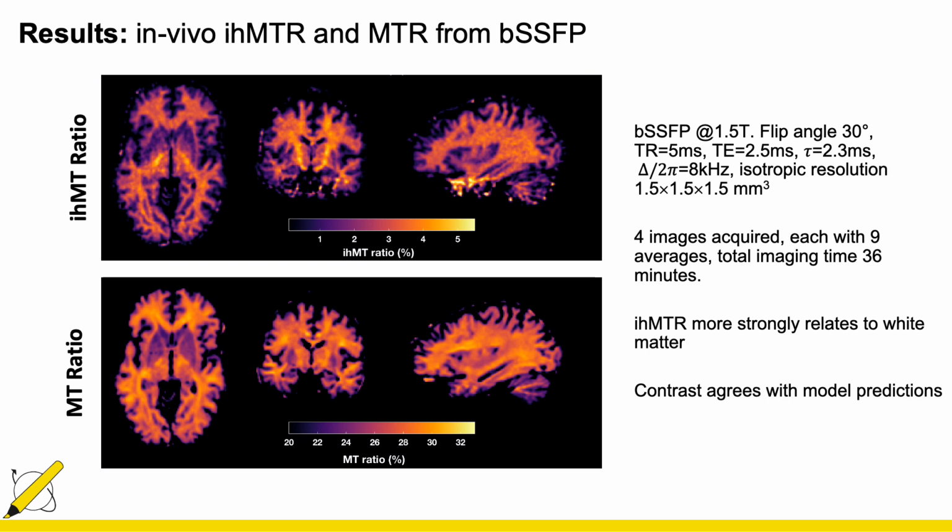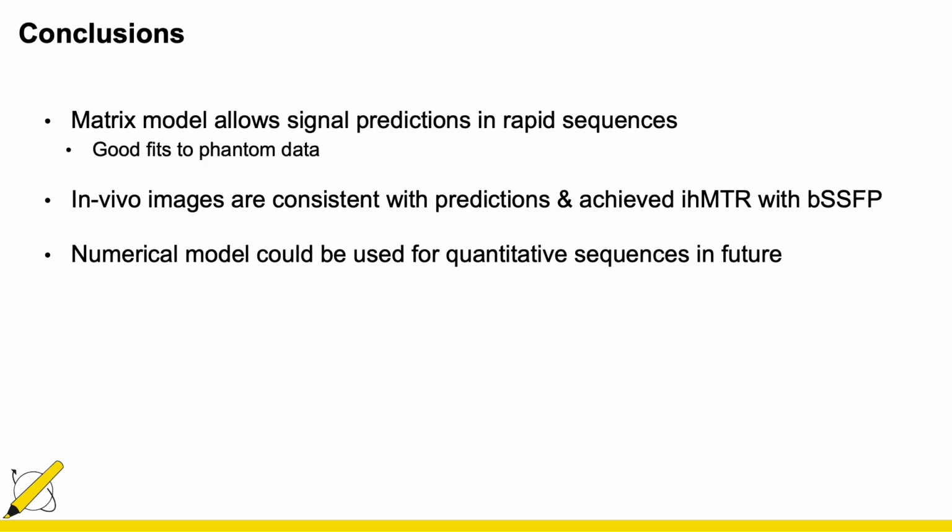What you can see is that the ihMT ratio and MT ratio look rather different to each other, and that the ihMT ratio appears to be more white matter weighted, which is what we would expect from ihMT contrast. So to conclude, we developed this matrix model that allows signal predictions for rapid sequences, and it gave very good fits to phantom data. The in vivo images are consistent with our predictions, and we did achieve ihMT contrast. The numerical model could be used subsequently in the future for quantitative uses of the same types of sequence if we want to try and estimate these parameters.